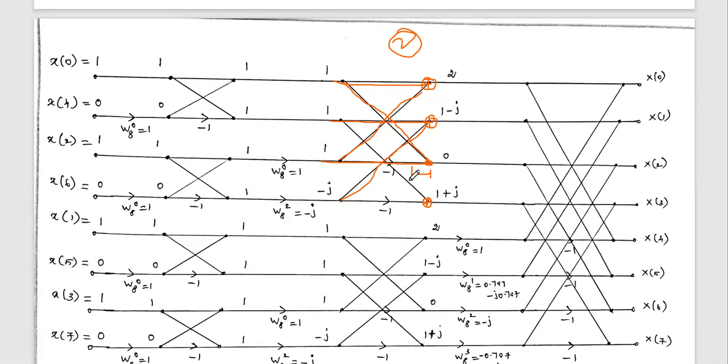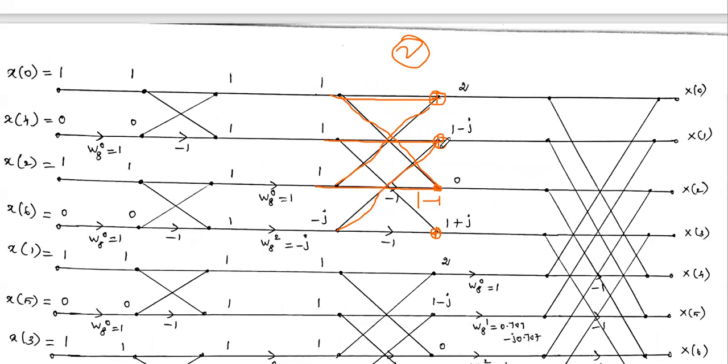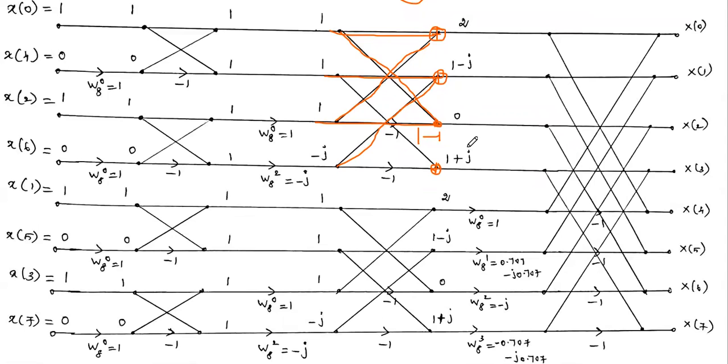Similarly, in the fourth line, 1 is coming here. Here you see minus j multiplied with minus 1 gives plus j. So 1 plus j. So the output of the second stage is 2, 1 minus j, 0 and 1 plus j. This is the second stage, first half answer.